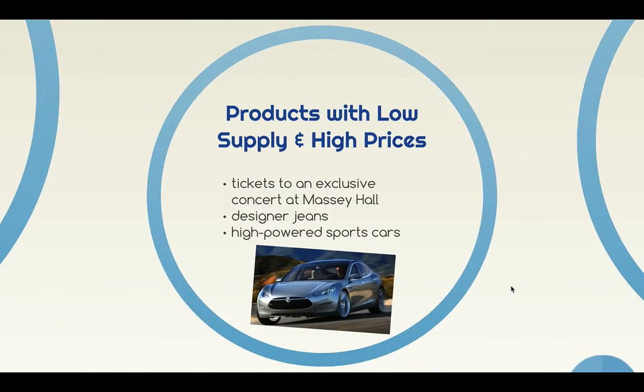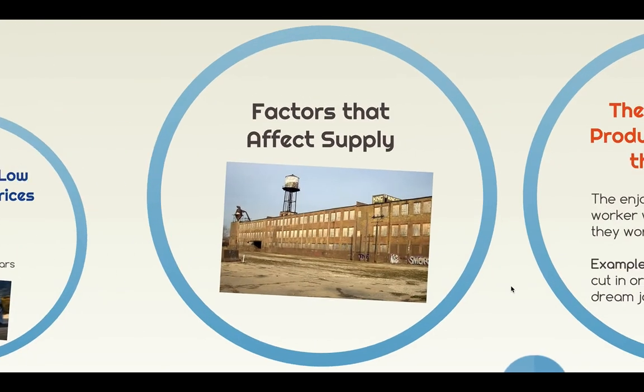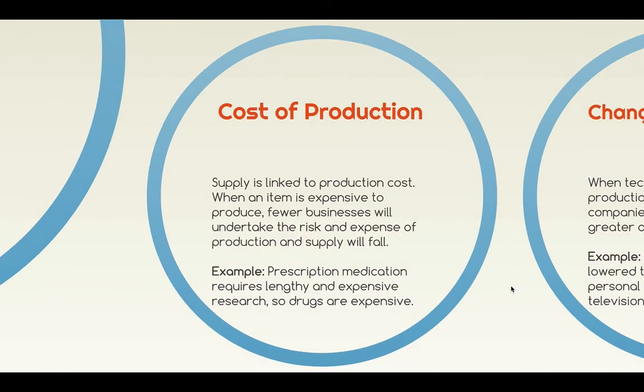So some things that are scarce: concert tickets at a unique venue like Massey Hall, limited edition jeans by a famous designer, Tesla cars or fancy sports cars. So what affects supply? This is a factory that closed. What caused it to stop producing goods? Well, the first is the cost of production. If things become more expensive to produce, fewer businesses will undertake the risk of producing it.